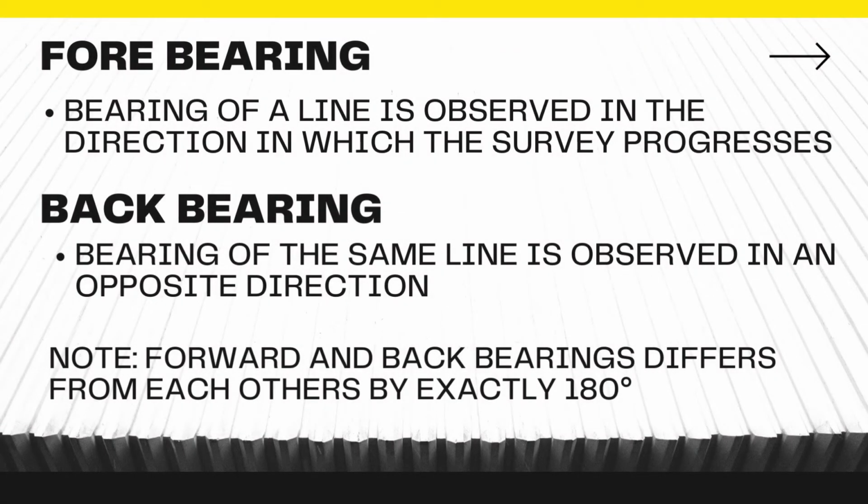Forward bearing and back bearing. The forward bearing of a line is observed in the direction in which the survey progresses, while back bearing, on the other hand, is the bearing of the same line that is observed in the opposite direction. And please note that forward and back bearings differ from each other by exactly 180 degrees.